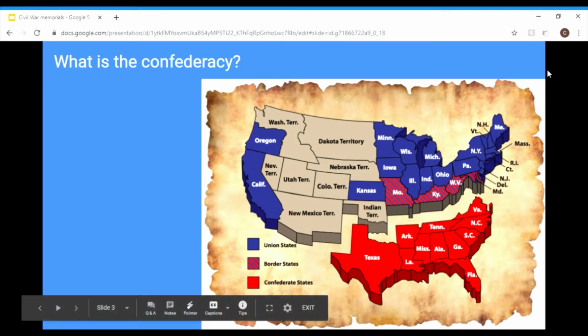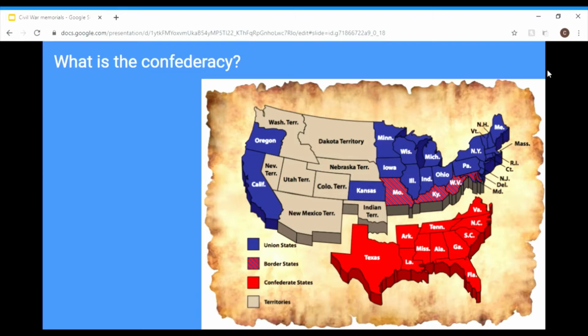And so when we talk about Confederate monuments, we're talking about monuments that are meant to honor the people or events that took place in these Confederate states during the Civil War.